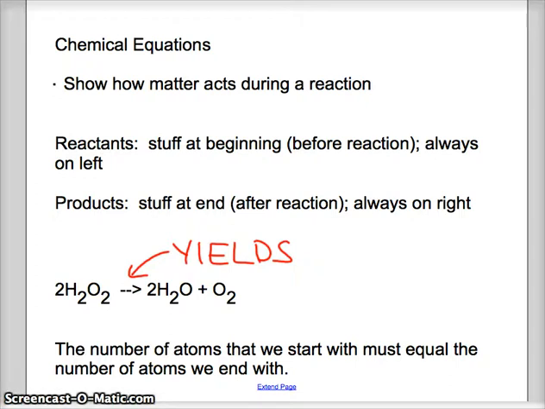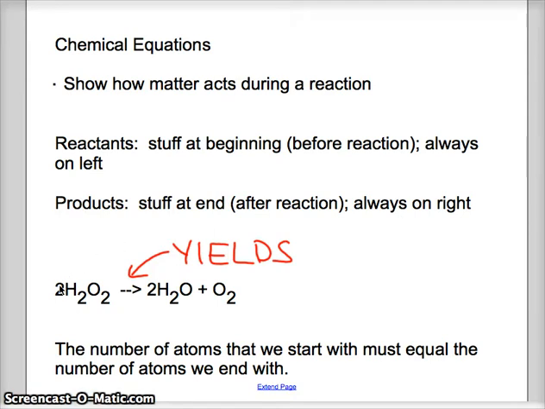Chemical equations, as you see here, show how matter acts during a reaction. There are two parts to a chemical equation: the left-hand side and the right-hand side. The left-hand side is known as the reactants, the stuff at the beginning. It's always on the left. It's the stuff that you put in before the reaction occurs, also known as the ingredients. The stuff on the right are the products, or the stuff at the end, after the stuff has reacted. So it's the product, stuff that you've made, and it's always on the right.